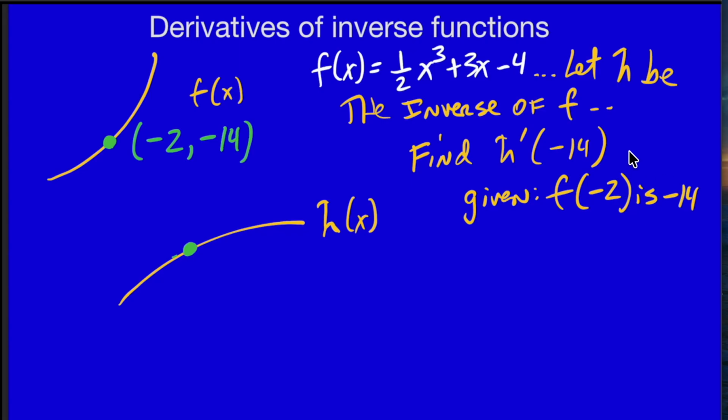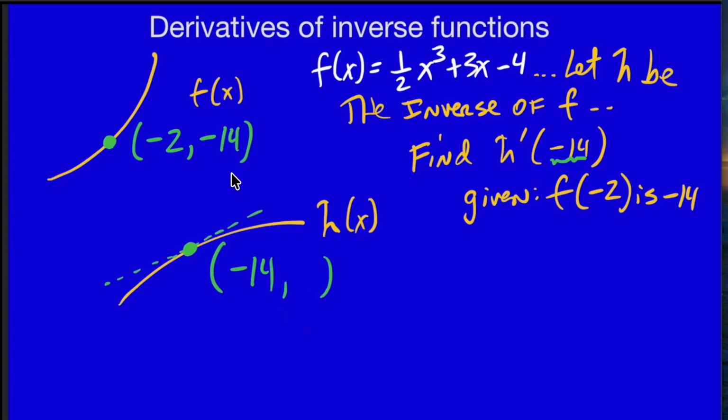Now, when it says find the derivative of h of negative 14, this is the derivative of the inverse of f at negative 14. It's important to realize, folks, that they're talking about negative 14 on the inverse graph. Okay, so we're asked to find the derivative on h, which is the inverse of f, when the x value, when the input value on h is negative 14.